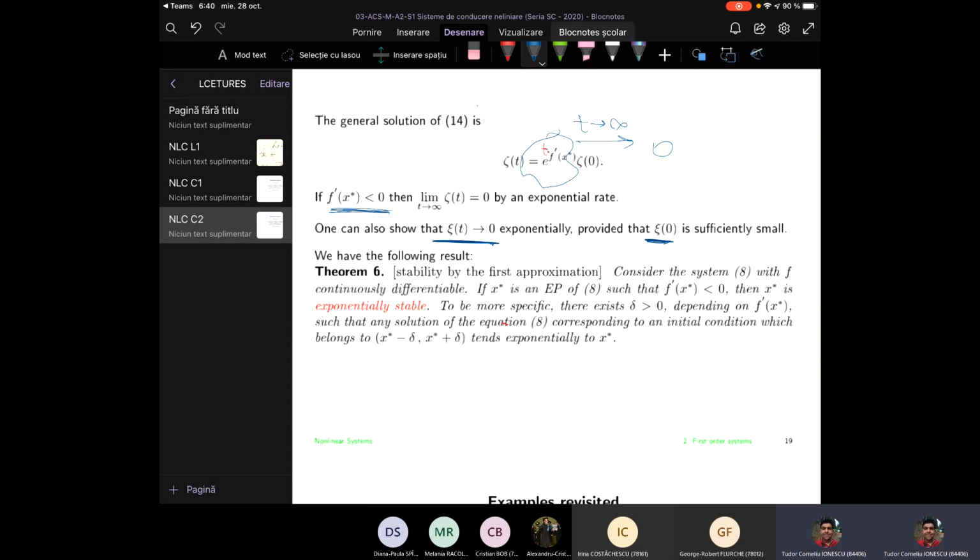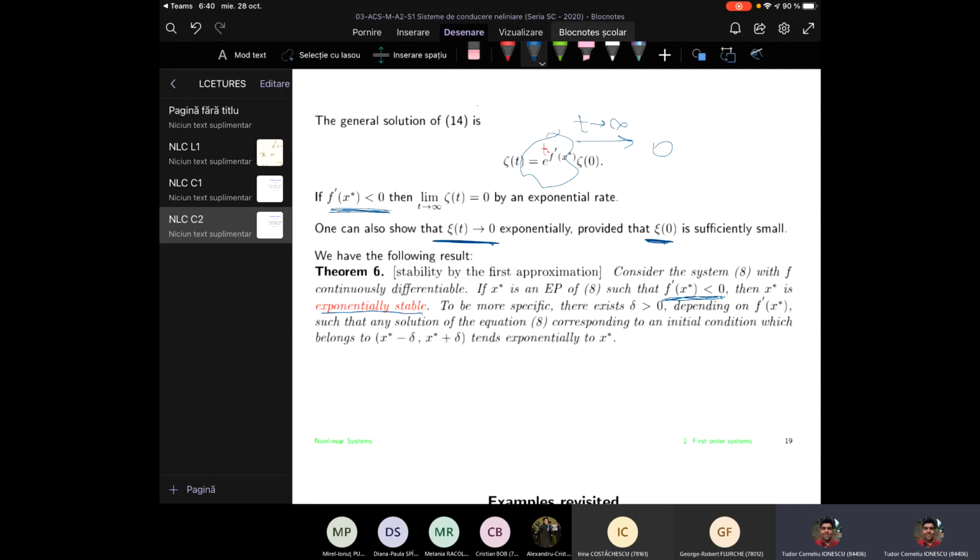Once you've got a nonlinear system with f smooth, of course, continuously differentiable, an equilibrium point that satisfies this condition, f prime of x star is negative, is exponentially stable. Okay? Is exponentially stable, which is quite strong.